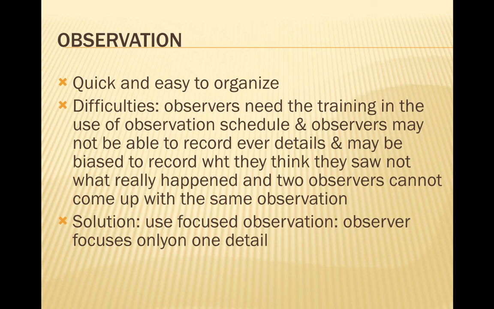In the observation, we know that when we talk about observation, we're talking about objectivity and subjectivity. So here, when the observer is trying to record what he sees and what he notices and what he thinks is likely to happen, we're talking about a subjective perspective about recording things, because he's trying to record from his own perspective, which is called biased or subjective recording. And this is actually one of the difficulties or deficiencies of observation, and we come across a solution, which is focused observation, which means the observer focuses only, as I said before, on one detail.